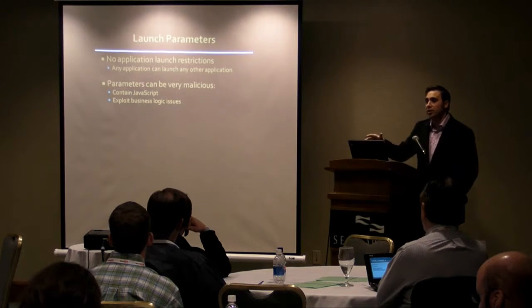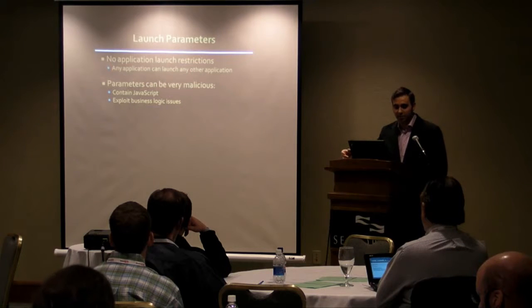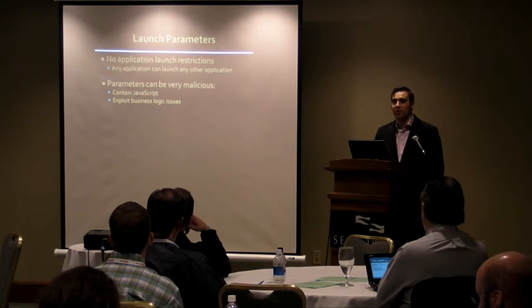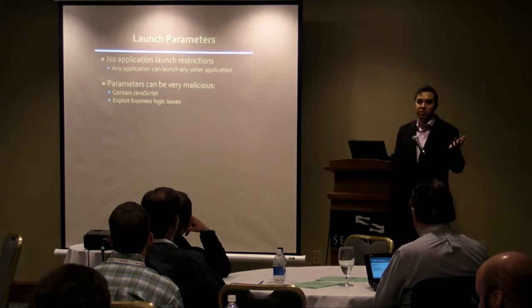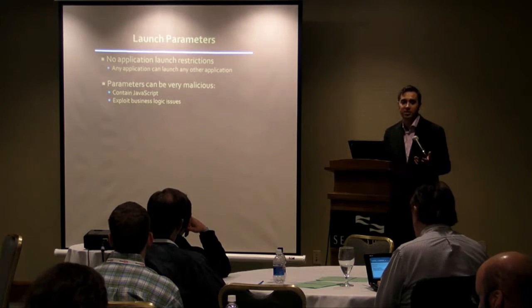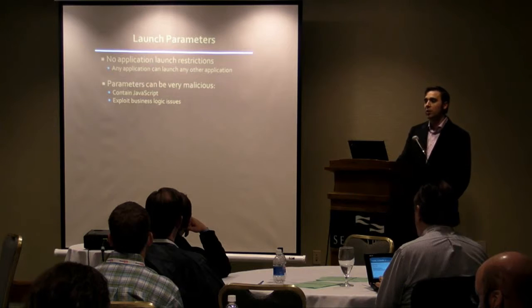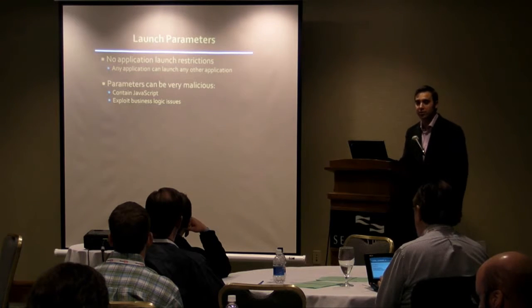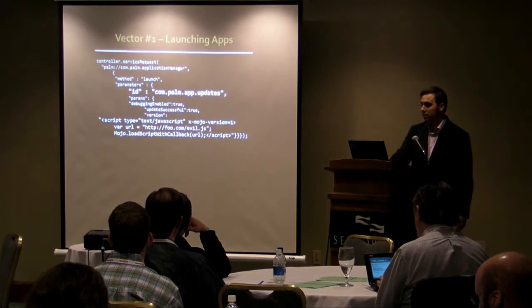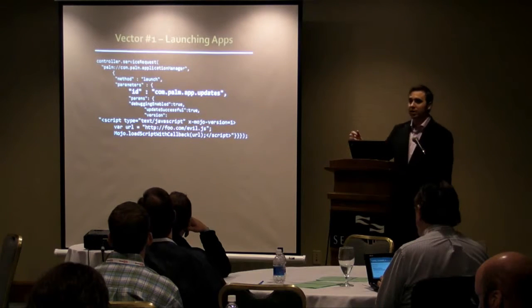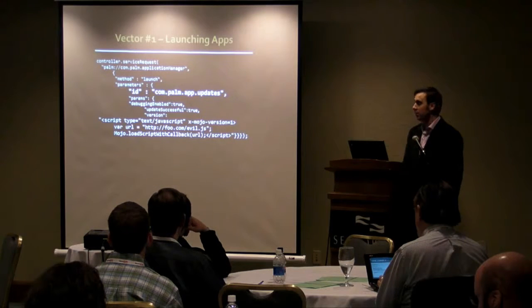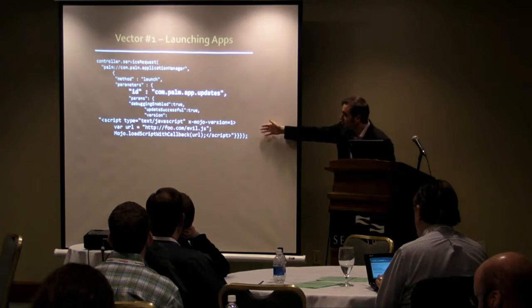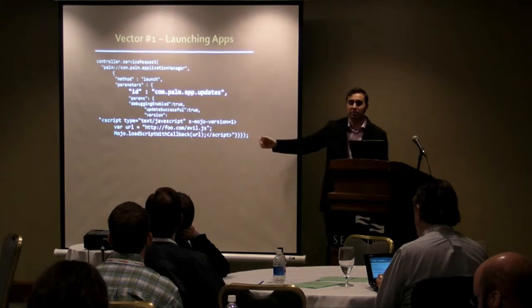Okay, so there are no restrictions. Every app can launch every other app. And we have parameters, and the parameters are just JSON. And so what's the first thing you're going to do? Well, the parameters could be very malicious. They could contain JavaScript, so we could be looking to leverage other injection vulnerabilities, or they could exploit business logic issues. So the first vector is we'll actually launch another app. And this is the update application that we talked about earlier. And we'll send over JavaScript in the version parameter, right?